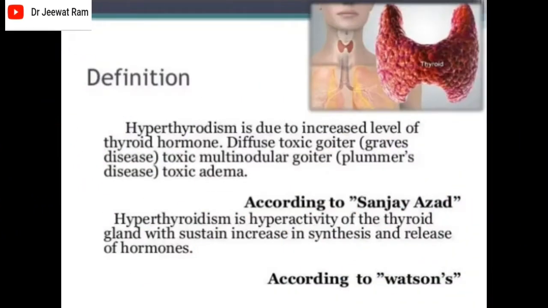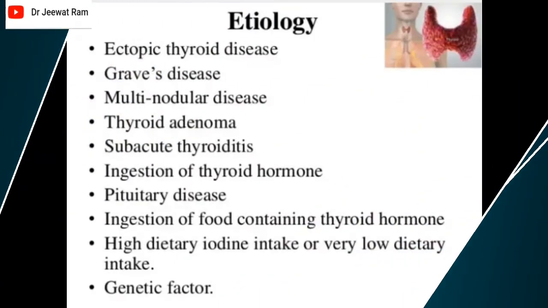Definition: hyperthyroidism is due to increased level of thyroid hormone, diffuse toxic goiter, Graves' disease, toxic multinodular goiter, Plummer's disease, toxic adenoma. According to Sanjay Azad, hyperthyroidism is hyperactivity of the thyroid gland with sustained increase in synthesis and release of hormones, according to Watson's.